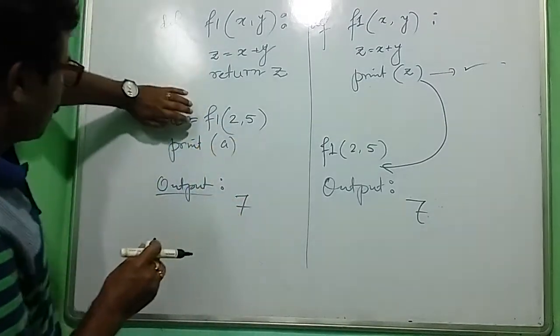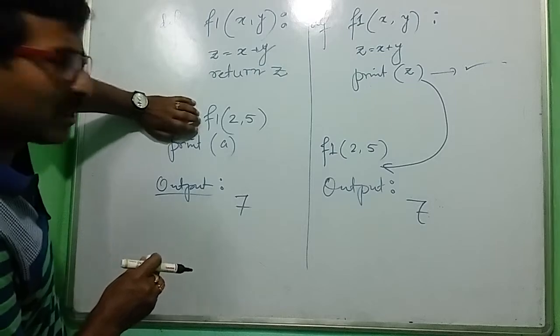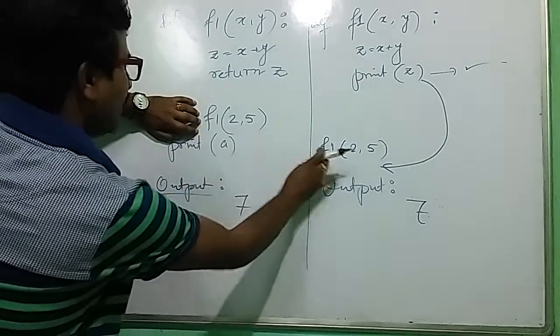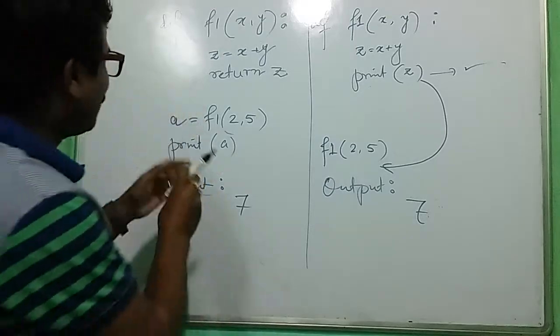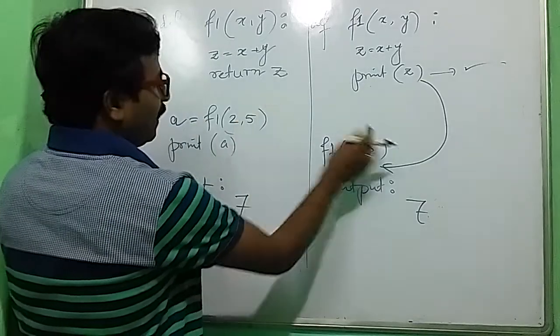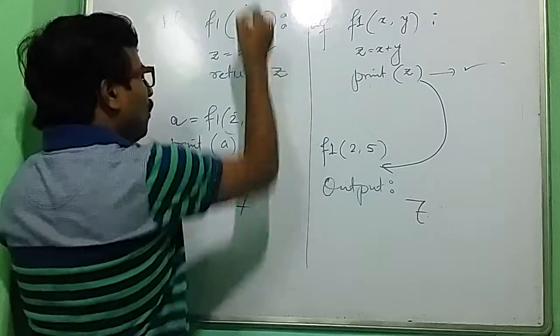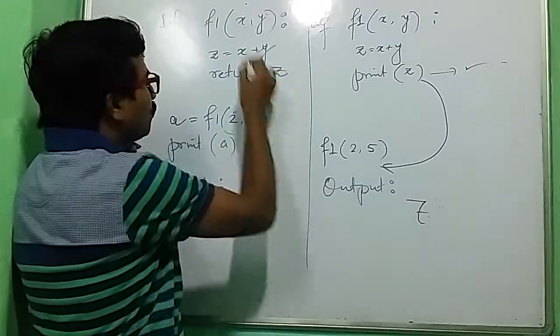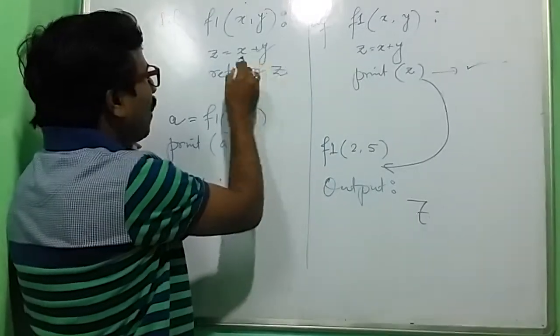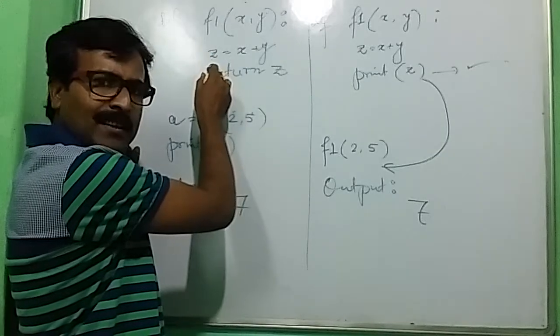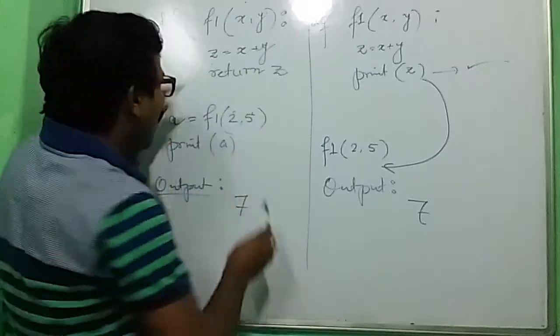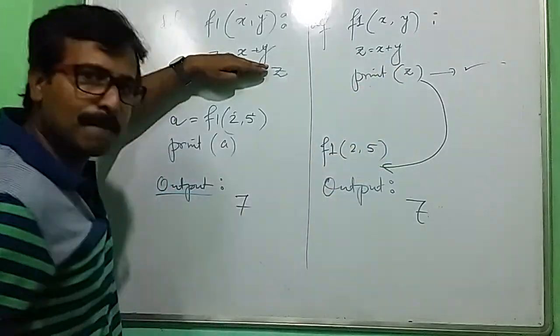So forget about this, a equal to, don't need to see this. First you see the calling statement is almost the same, right? Okay. Now what happens is, this way, 2 is copied to x, 5 is copied to y. So the same way, x and y, 2 and 5, are calculated and added to z. That means z is now 7. Up to this much, no difference.